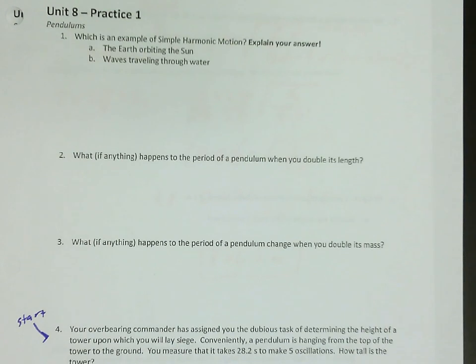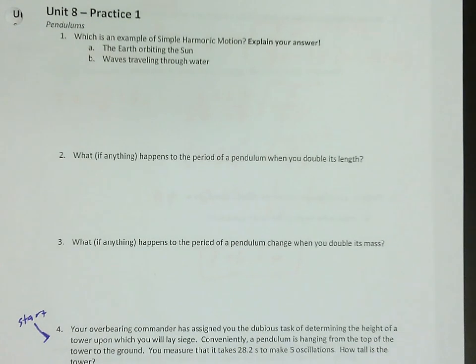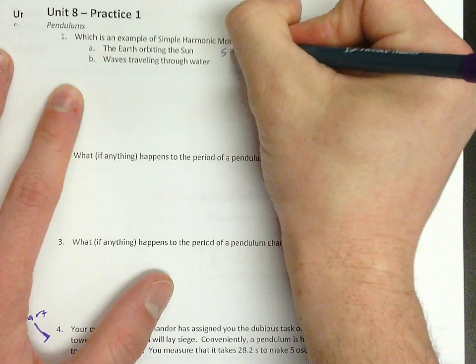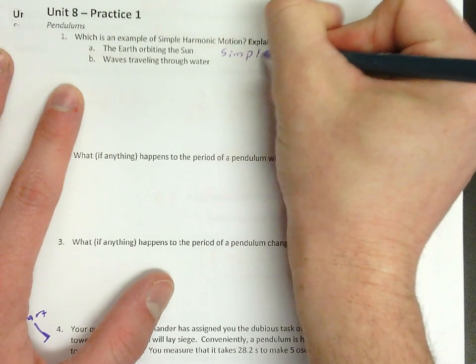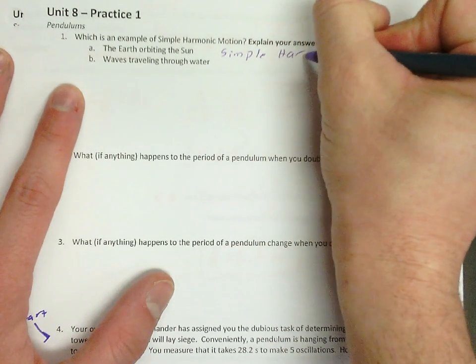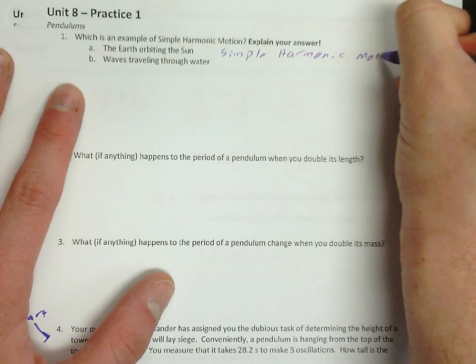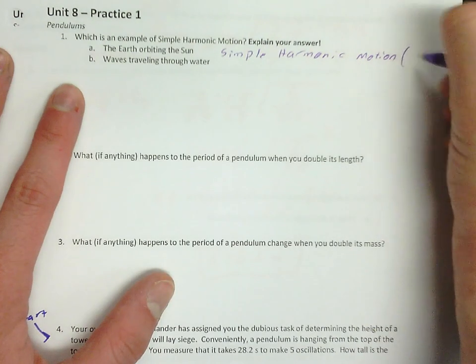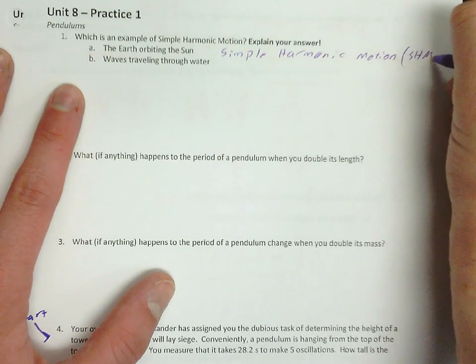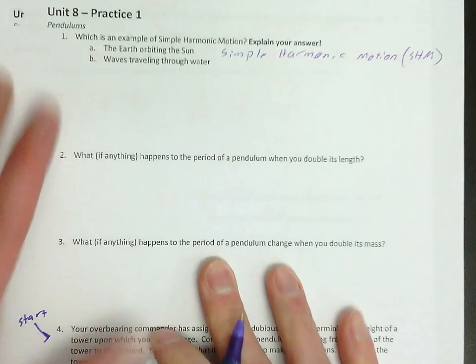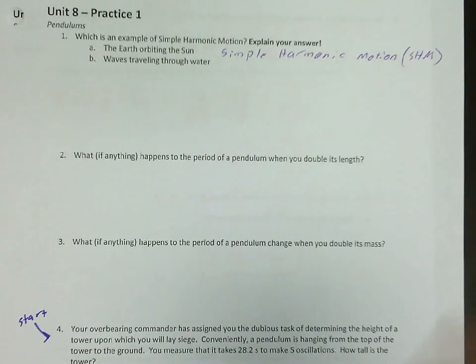So we haven't talked about simple harmonic motion in a while. Basically, what you need to know about it is anything that does three things. So simple harmonic motion. I frequently will just write it as SHM. Okay? It has to do three things.